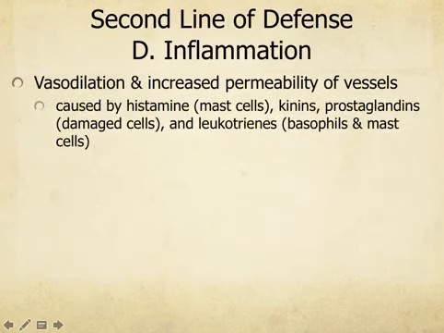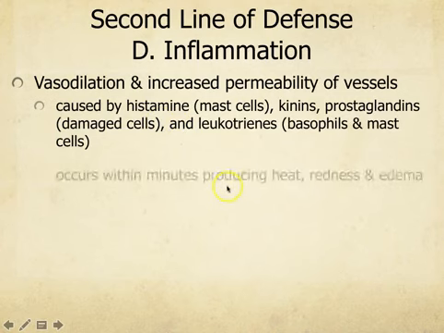Okay, so basically what happens is you also have vasodilation. Mast cells, as well as damaged cells, and basophils are going to release different chemicals. So histamine, kinins, and prostaglandins by the damaged cells, and then leukotrienes by the basophils and mast cells cause vasodilation. That vasodilation increases the permeability of the vessels, and now those white blood cells can get through to the area of damage. Okay.